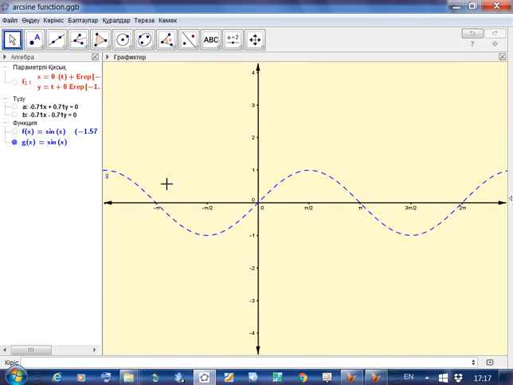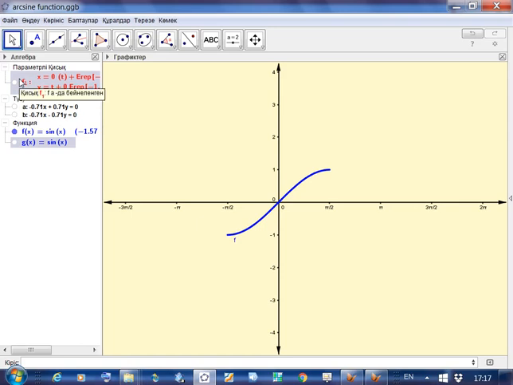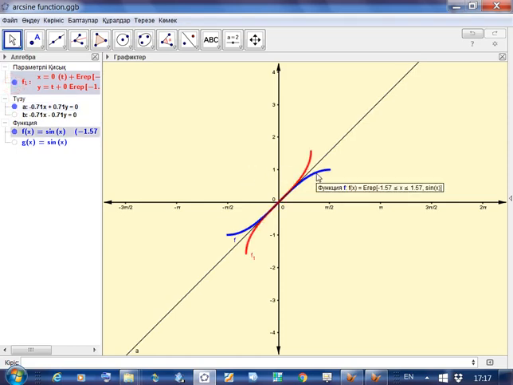But if we limit the domain of this function between minus pi over 2 and pi over 2, now we will have a one-to-one function. The sine function whose domain is between minus pi over 2 and pi over 2 has its inverse. And if you remember, we said that the graph of the inverse of a function is symmetric with respect to this straight line. This blue line is our function whose domain is between minus pi over 2 and pi over 2, and the red line is the inverse of our sine function, which is called arcsine.